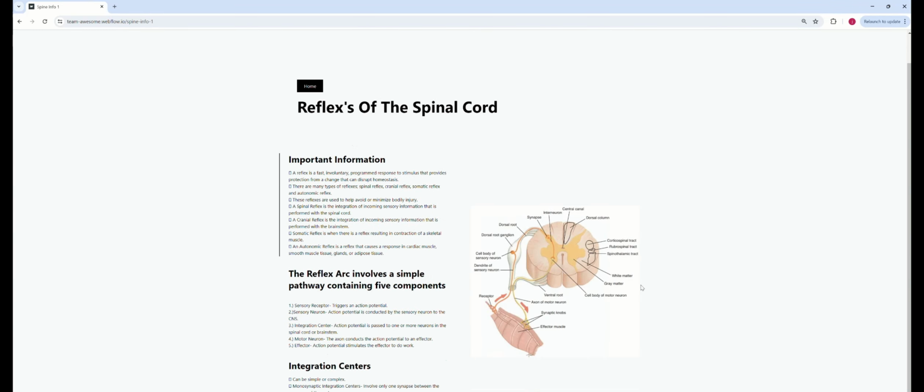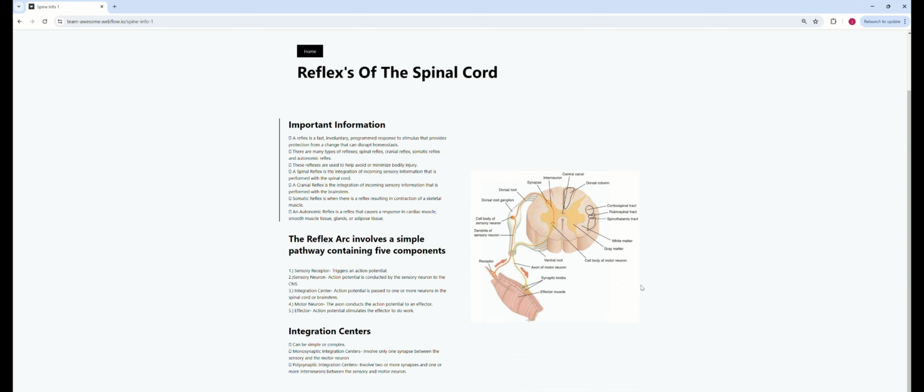Reflexes of the spinal cord. Important information. A reflex is a fast, involuntary programmed response to a stimulus that provides protection from a change that can disrupt homeostasis. There are many types of reflexes: spinal reflex, cranial reflex, somatic reflex, and autonomic reflex. These reflexes are used to help avoid or minimize bodily injury.